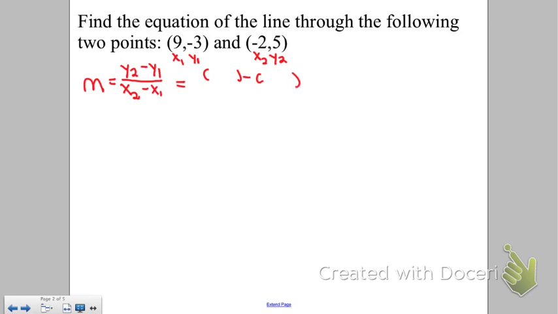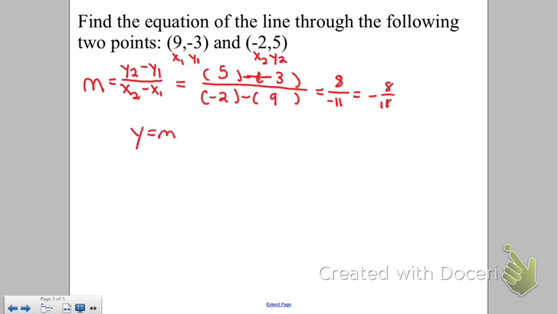So now when I substitute in, I have to be sure to use parentheses. So my y2 value is 5 minus my y1 value of negative 3. My x2 is negative 2 minus my x1, which is 9. My two negatives turn into a positive here. 5 plus 3 is 8. Negative 2 minus 9 is negative 11. So my slope is negative 8 over 11.